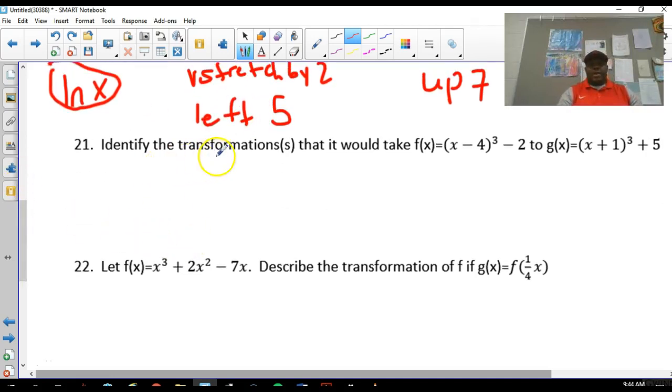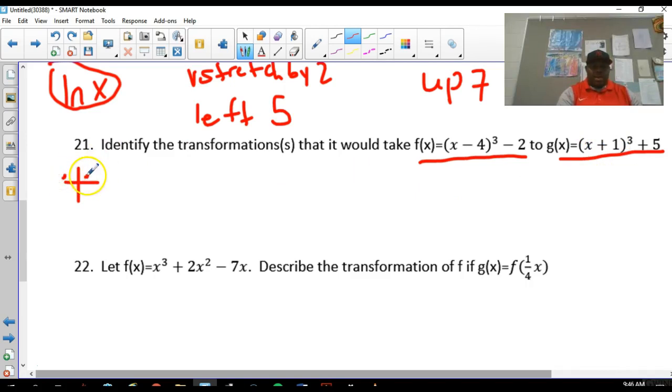Now, identify the transformations that it would take to go from f of x to g of x. So here's f of x. Here's g of x. So we need to figure out what transformations happen. First of all, let's look in the parentheses. In the parentheses, I got -4 and I have +1. I'm going to sketch a little graph, and I want to show you, this means to the right 4. This means to the left 1.